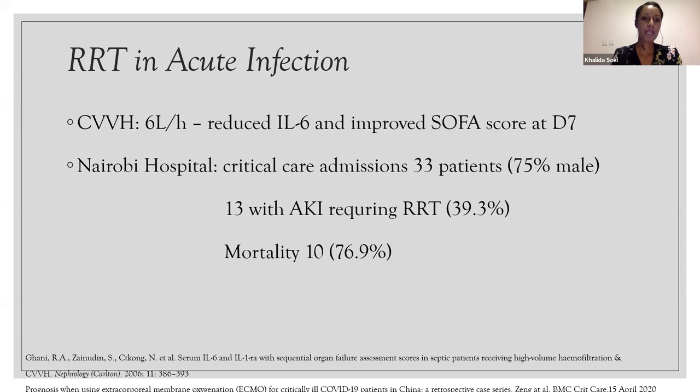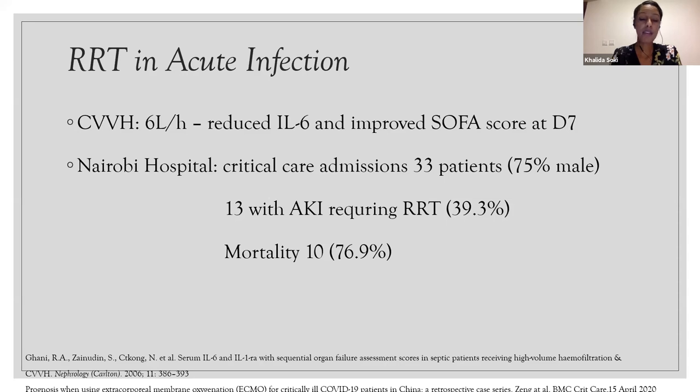So in terms of renal replacement therapy in the acute infection, we have been using CVVH or CVVHDF at high flows, which have been found to reduce interleukin 6 and improve SOFA scores. At the Nairobi Hospital, in terms of critical care admissions, out of the total 357 patients, 33 patients required critical care.